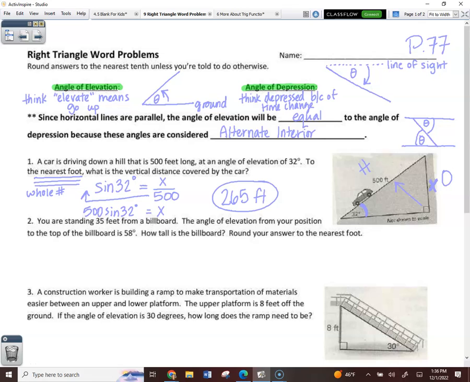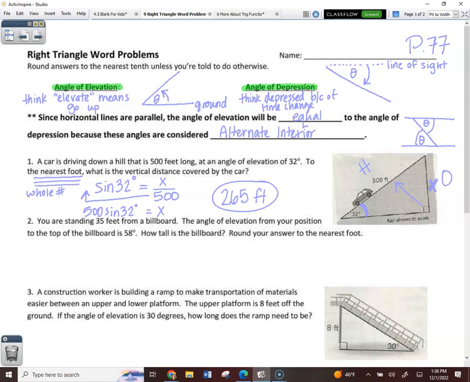Alright, let's go to number 2. You're standing 35 feet from a billboard. Do y'all know what a billboard is? Yes. When you're driving down the interstate, those big signs that are advertising things, those are billboards.